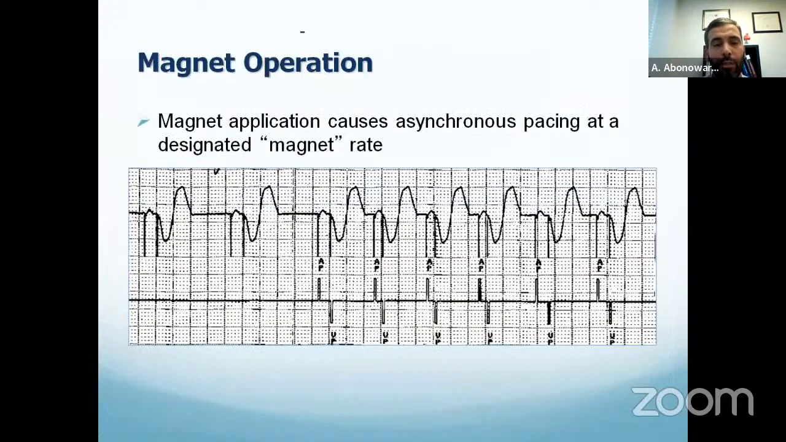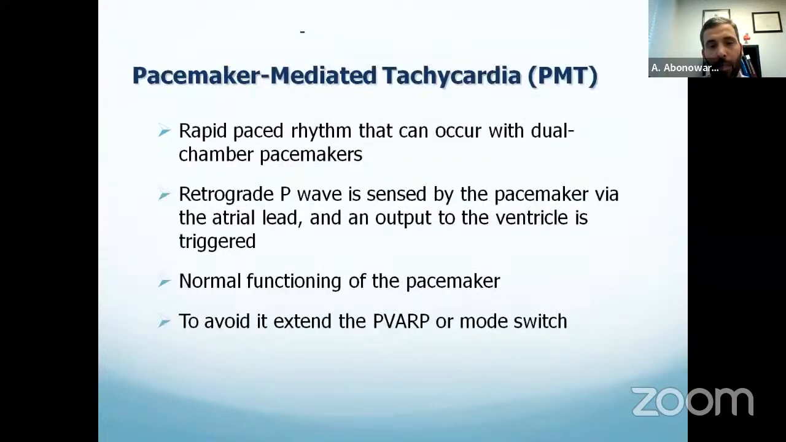Okay, magnet operation. If you put the magnet on, that will take the patient's rate to the magnet rate, which is 80 to 100 per minute. That's a normal rate. Sometimes in the OR we see that. So that's normal function if you see it in the OR or in the emergency room, and applying a magnet also helps you determine if there's any problem with the pacemaker. Pacemaker mediated tachycardia, I think, was covered in the previous presentations, but it is a rapid pacing rate at the upper rate of the pacemaker.